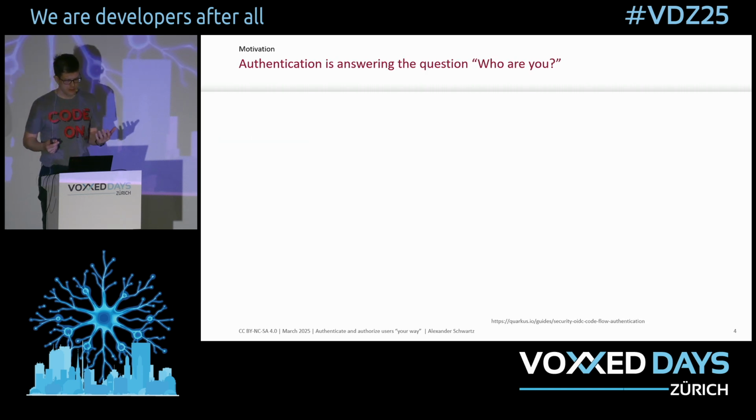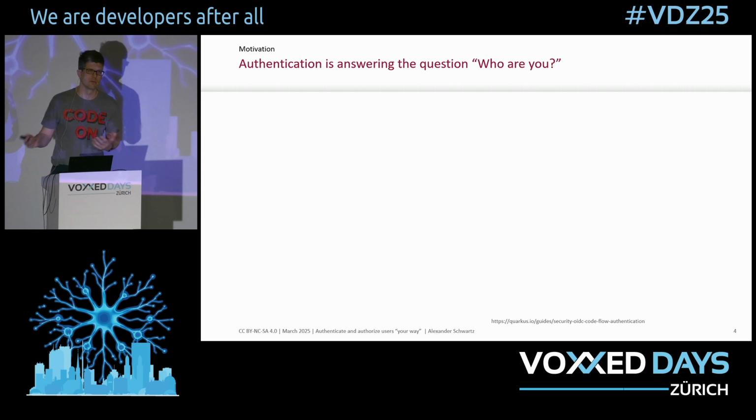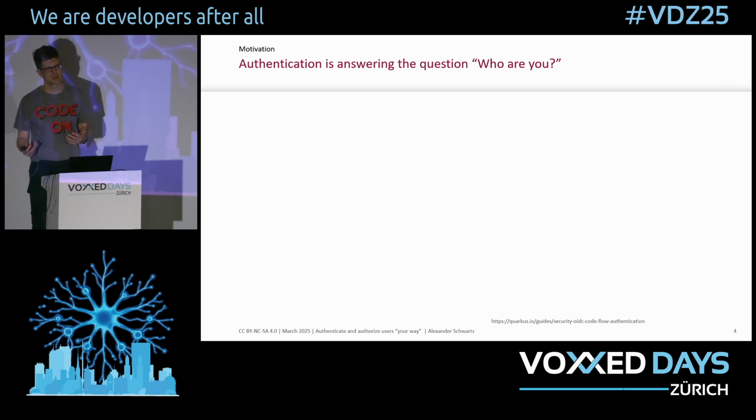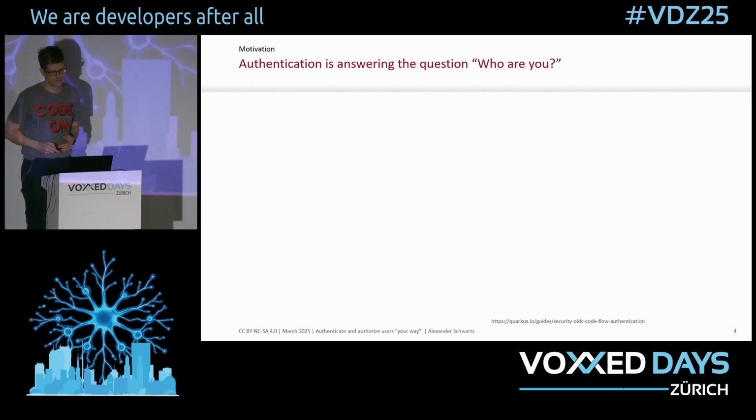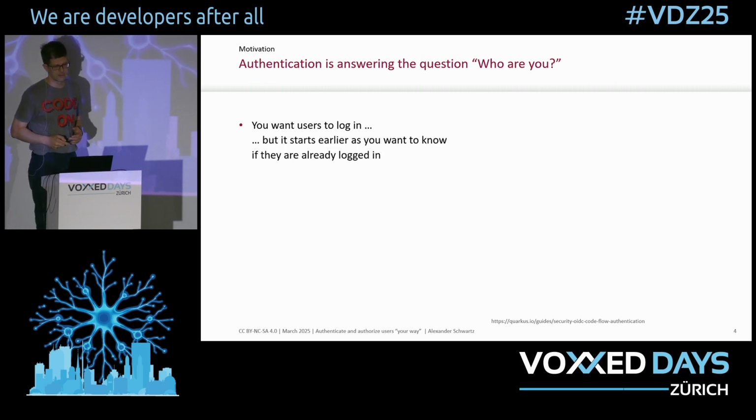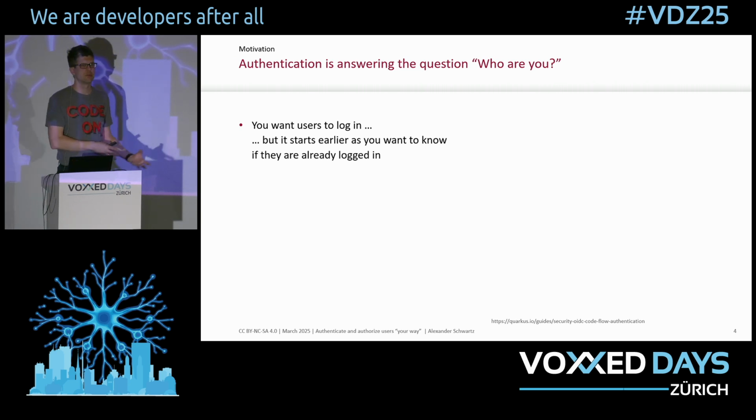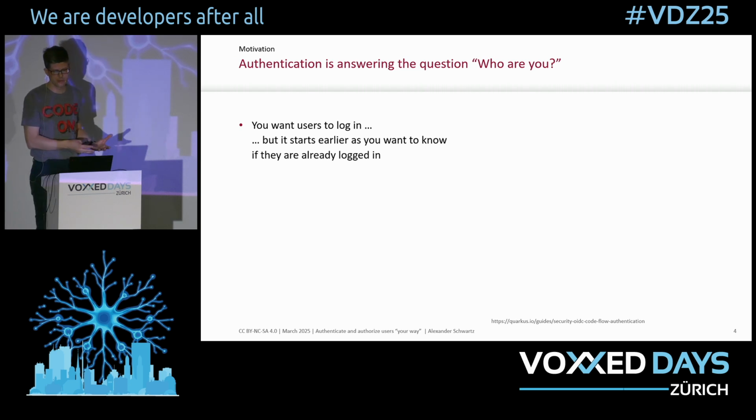So authentication is about answering the question, who are you? That one request that arrives at my application, I want to figure out what they are about to do. But OpenID Connect is usually, the talk is about, this is how you log in users. But the question usually starts way before that, like I want to know if the user is already logged in, for example. And we will show how that works.